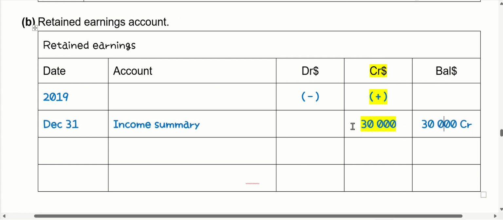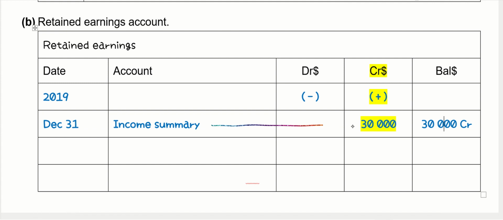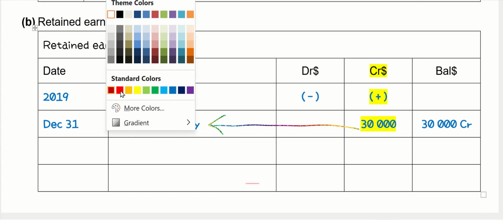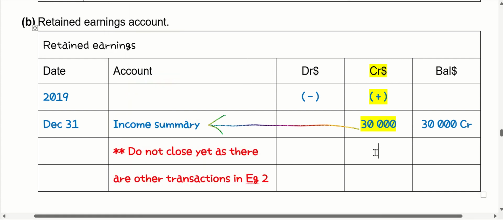Where did it come from? It came from income summary. So under the account name, we will write income summary. Okay, now how do you close a retained earnings account? Retained earnings account are closed via balance brought down. But I just want to say first, don't close it yet because there are other transactions in example 2. There are some other transactions in example 2, so don't close it yet.